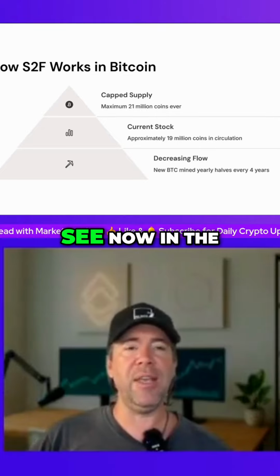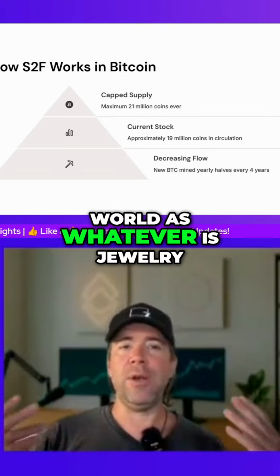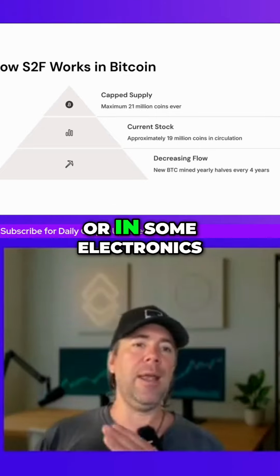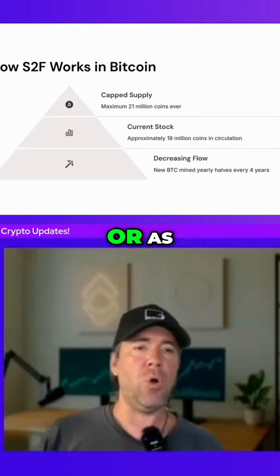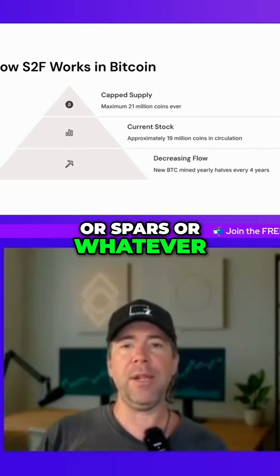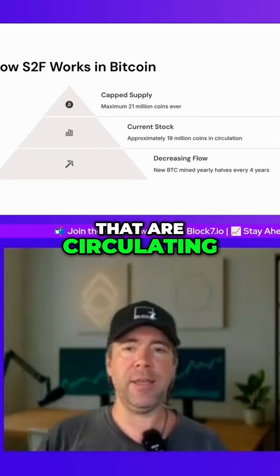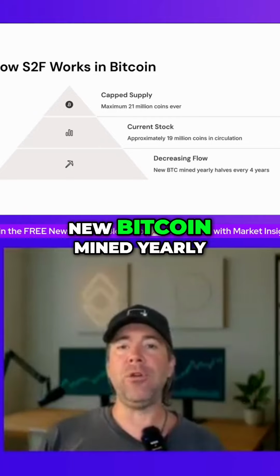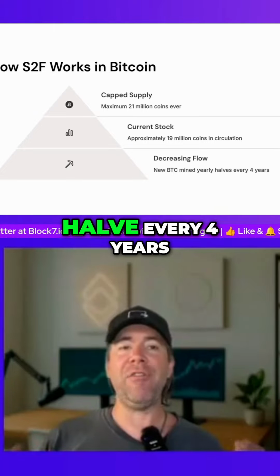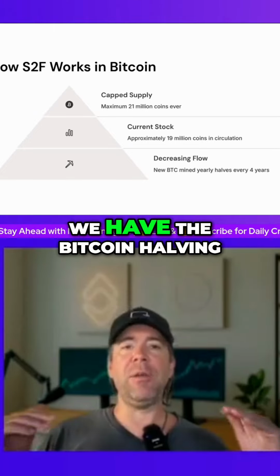All the gold we see now in the world, whatever it is, jewelry or in some electronics or as spars or whatever, is in Bitcoin the 19 million coins that are circulating. Decreasing flow: new Bitcoin mined yearly, halving every 4 years. We have the Bitcoin halving.